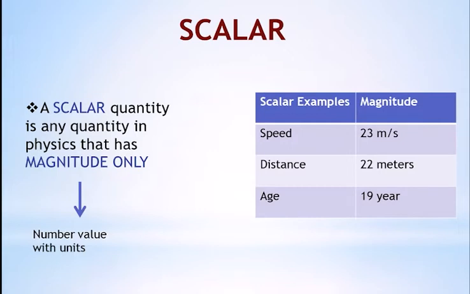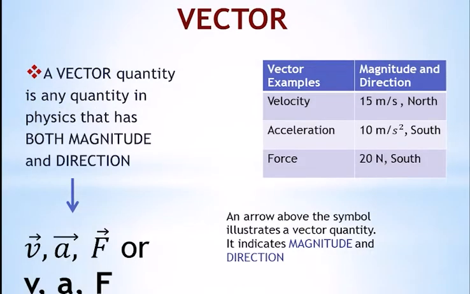So we can understand the scalar quantity by this table. In this table we have speed, distance and age. Here speed has magnitude 23 meters per second, distance has magnitude 22 meters, and age has magnitude 19 years. After that we will study the vector quantity.